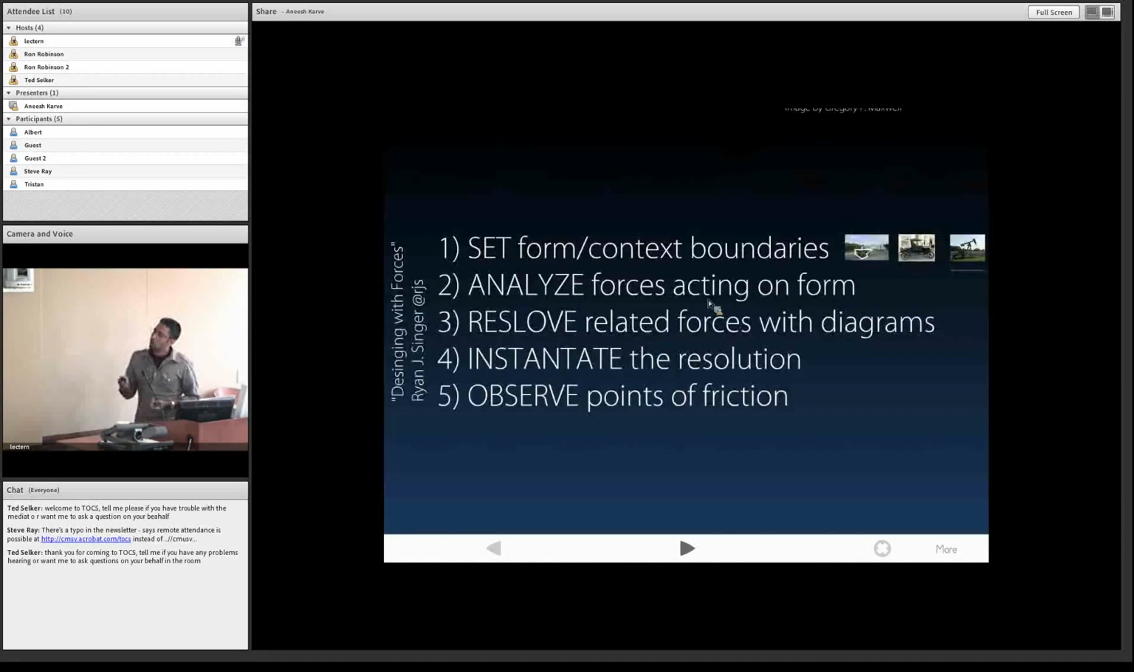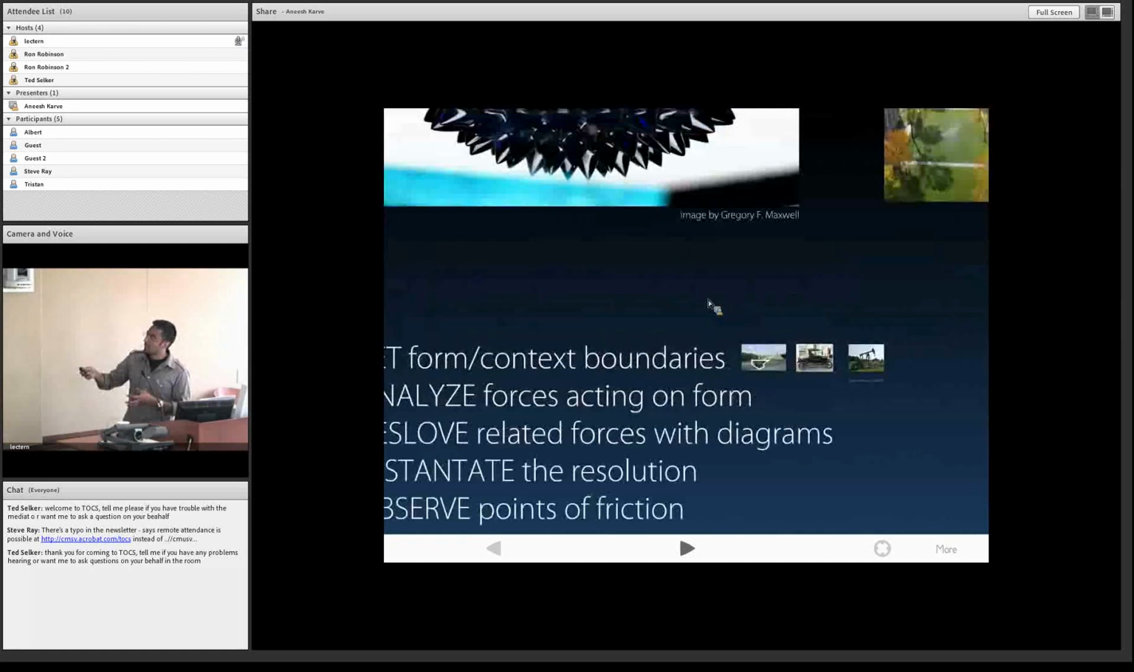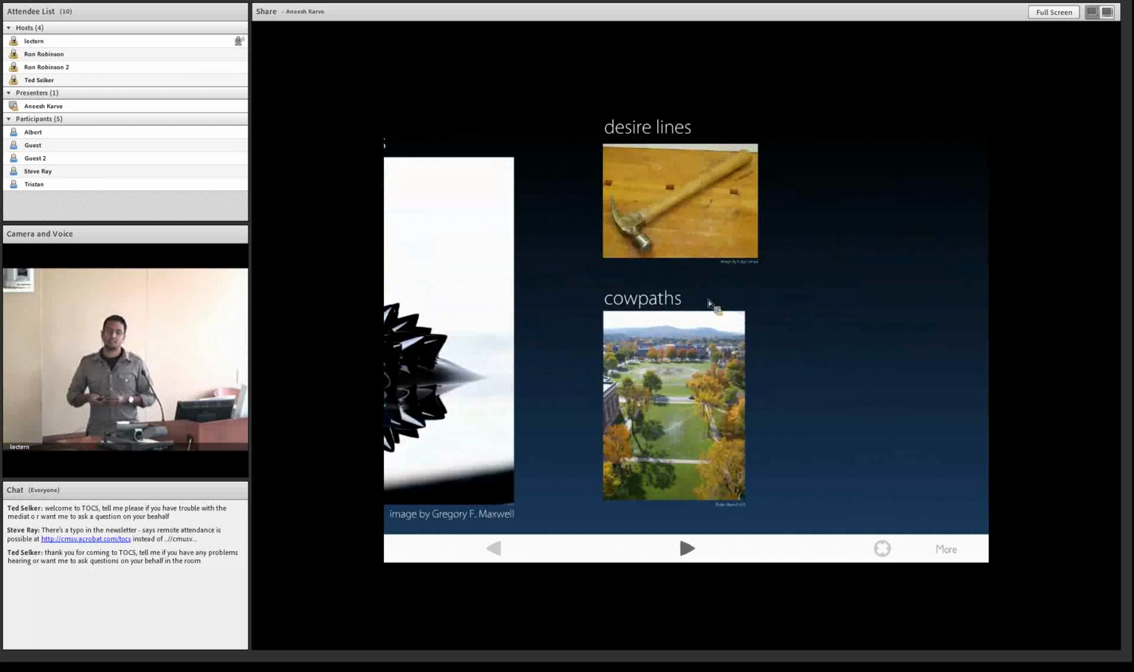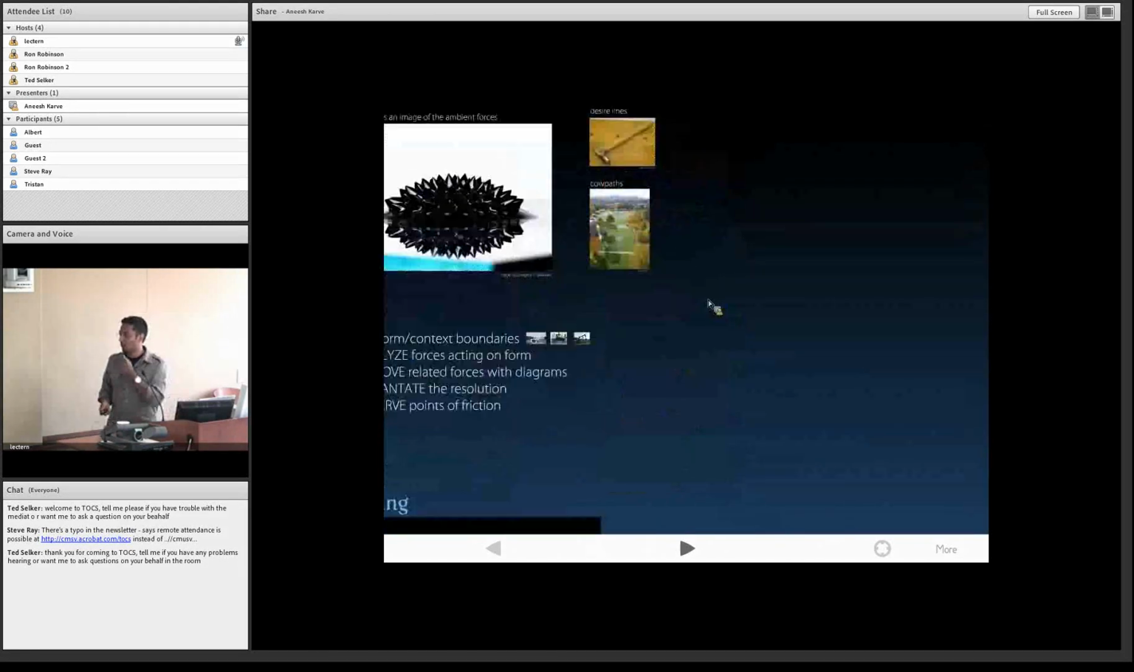And so just a quick point on the last step there, which is observing the points of friction. I think it's very clear that Alexander was onto a very apt metaphor, because when you look at cow paths and when you look at desire lines, those points of friction that indicate the misfit between the form and its context are actually literal physical points of friction as well. So it turns out to be a very powerful metaphor.